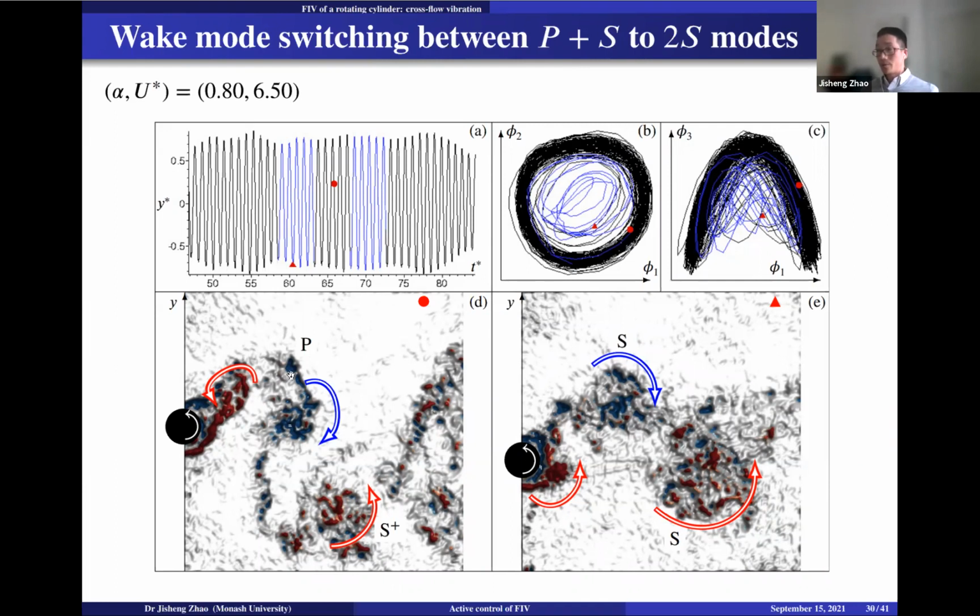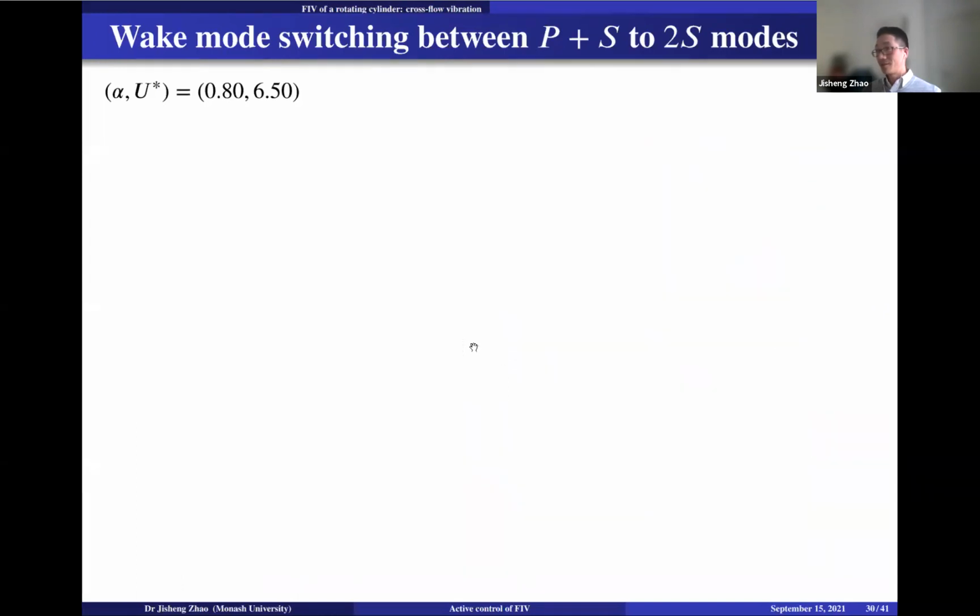So to show you the points, okay, this is a time trace of the cylinder oscillation. So there's some change, like for example, there's a pair plus S. S plus means the positive vortex, which is in the anti-clockwise direction, represented by red color. So you see the wake mode switching from a P plus S to a 2S mode here. I think there's a video to show you this.